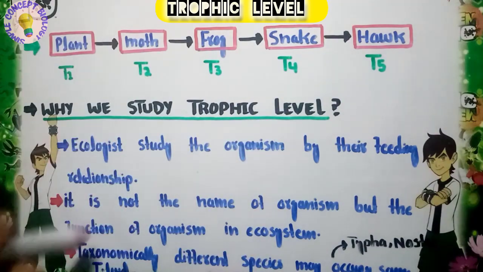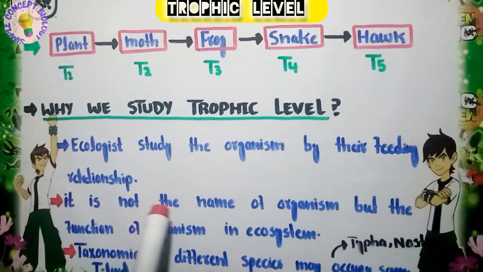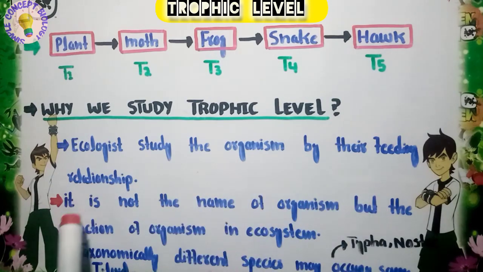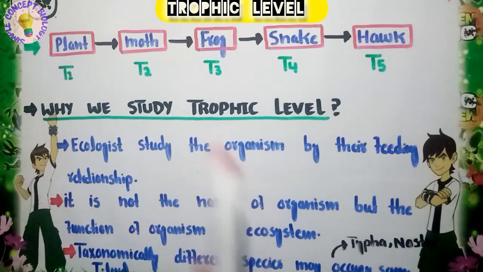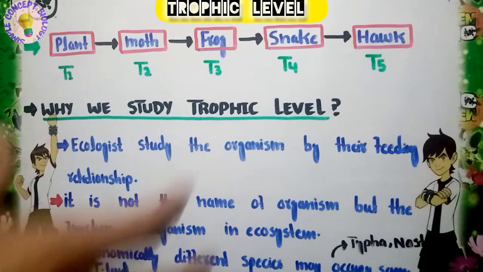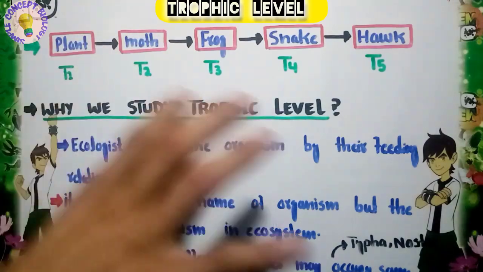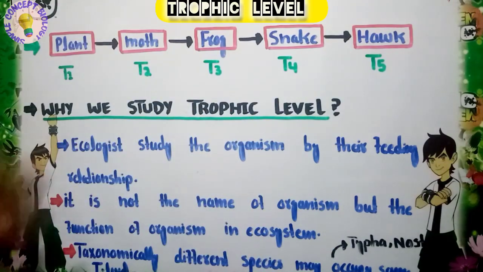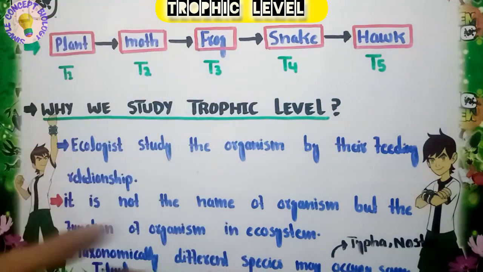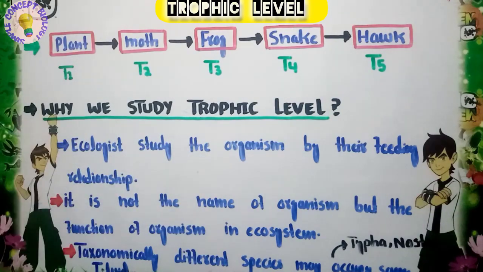Now some points related to the trophic level. It is not the name of an organism but a function. It is actually the function of an organism in an ecosystem. The trophic level does not name an organism, but shows the function of an organism, whether it is a producer or a consumer in an ecosystem or in a food chain.